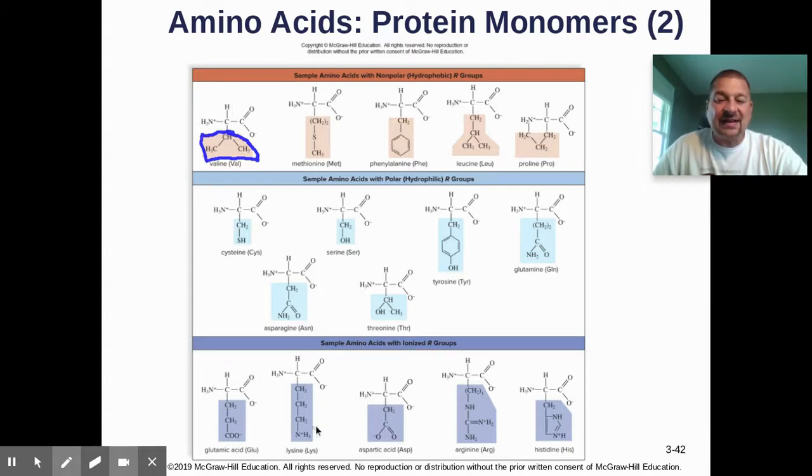Down here are ionized R groups. And again, you can see that they go from very simple, here's just a CH2 with an OH, so a carbon with a hydrogen and an OH group, to very complex ring structures like you find down here. Or here's a nitrogenous ring on histidine down here.